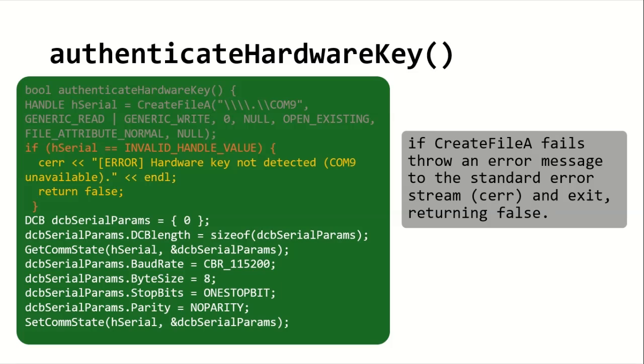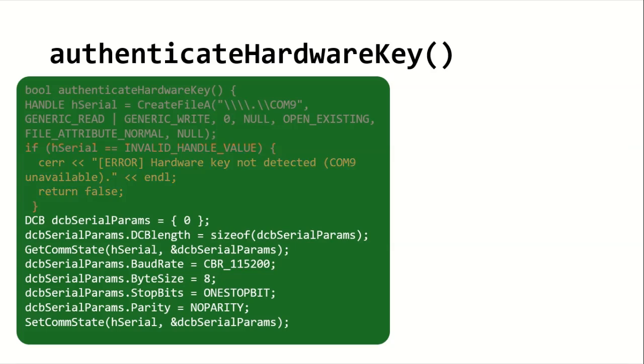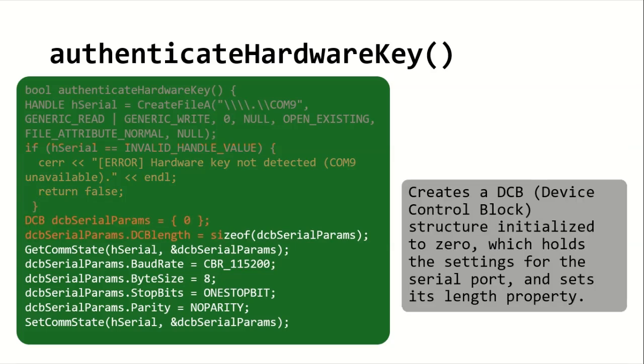Here we have a condition which checks if CreateFile fails or succeeds. If it fails, we throw an error that the hardware is not detected and return false, and we end this function and exit the program so the user cannot use the program. If that does not happen, the handle is not equal to INVALID_HANDLE_VALUE, so it's a valid handle value. We are going to move on to the next lines.